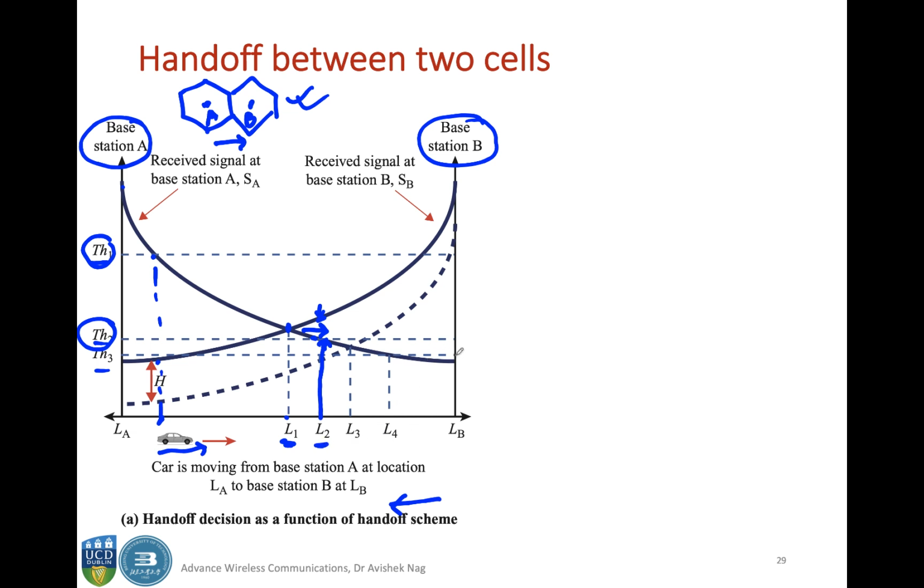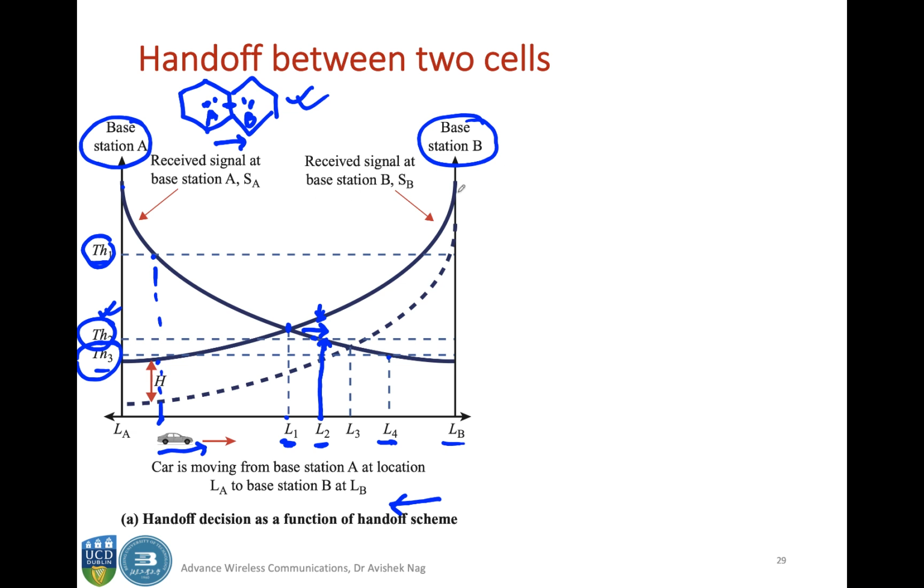If you choose your threshold further low, let's say threshold 3, then your handoff might be initiated at a distance L4. And this is too close to base station B, so this may not be suggested either. You have to choose your threshold in a way that your handoff is initiated somewhere in between the boundary of these two cells. You cannot have a handoff very close to base station A or very close to base station B. You have to do a handoff somewhat at the boundary, equidistant from these two base stations. So you have to choose your threshold in an intelligent way. Maybe this threshold 2 is a good threshold because your handoff will be happening here at L2, somewhat in between the two base stations.